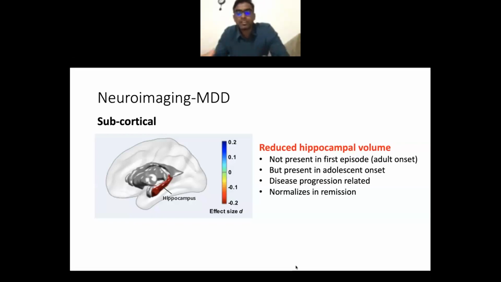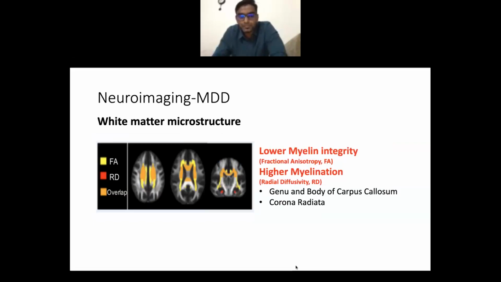So this is more of a marker of state, where if there is depression, the volume is less, and when the depression improves, the volume normalizes. So this is about the hippocampus. There are white matter microstructure abnormalities, in the myelin integrity, there is higher myelination, and this is restricted to two areas: the corpus callosum, the G1 body specifically, and then the corona radiata.